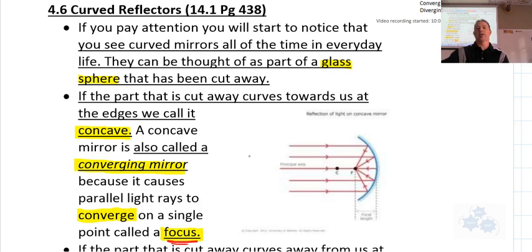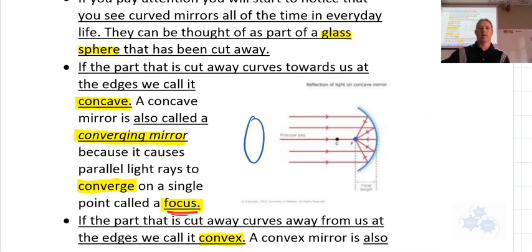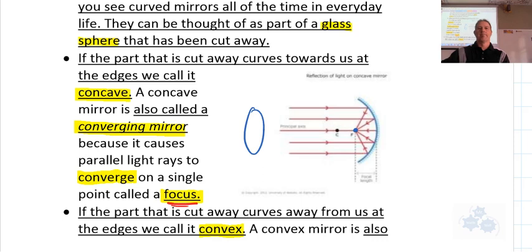Okay, so you've got an object over here, and in a concave mirror like this, the light rays all converge to one point. And this point, of course, is called the focus.